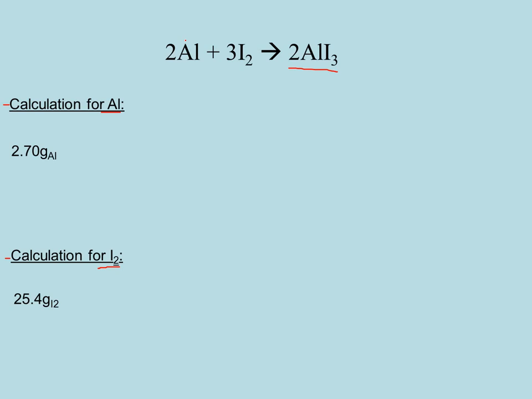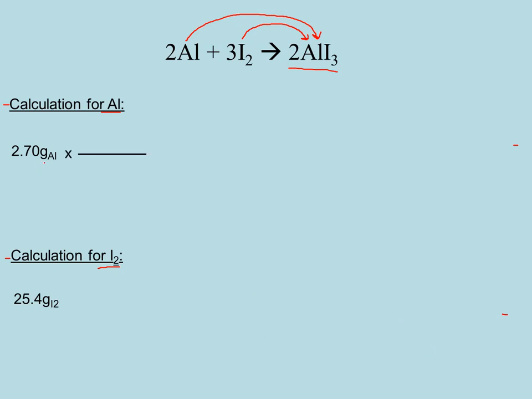So we're going to convert the mass of aluminum to moles, and then to moles of aluminum iodide, and then to mass of aluminum iodide. And we're also going to do the same thing for the I2. Find out how much product it can produce. So we will end up with two different answers from our two sets of calculation, and then we have to state which one is the correct answer.